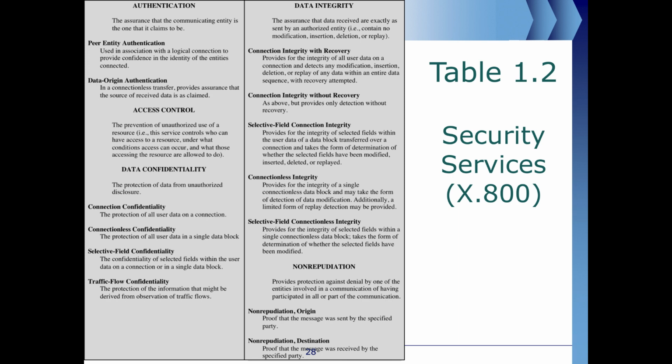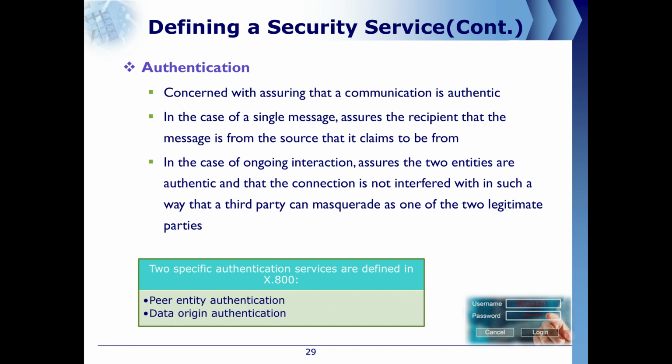Table 1.2 Security Services, X.800. Defining a security service continues. Authentication. Concerned with assuring that a communication is authentic. In the case of a single message, assures the recipient that the message is from the source that it claims to be from. In the case of ongoing interaction, assures the two entities are authentic and that the connection is not interfered with in such a way that a third party can masquerade as one of the two legitimate parties.